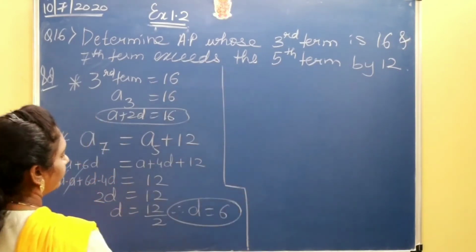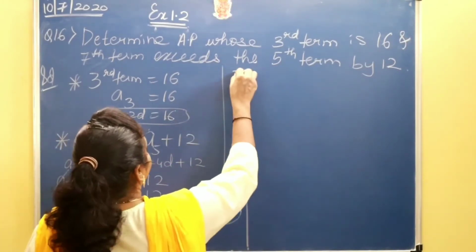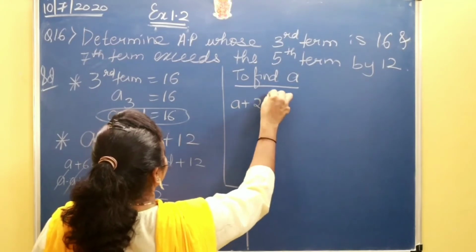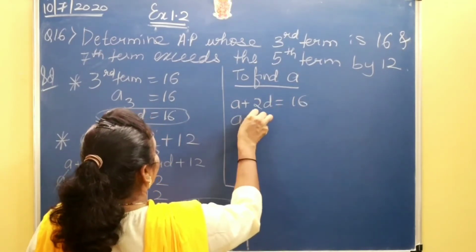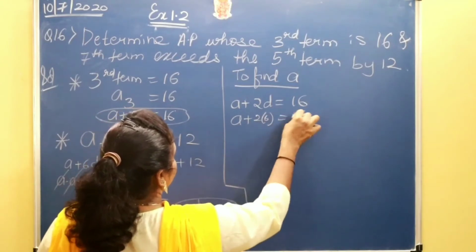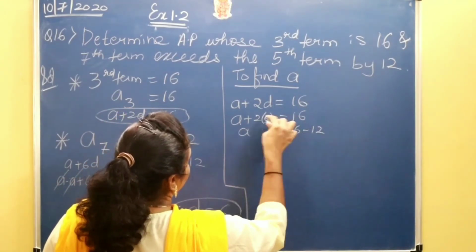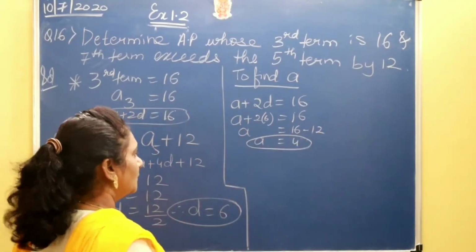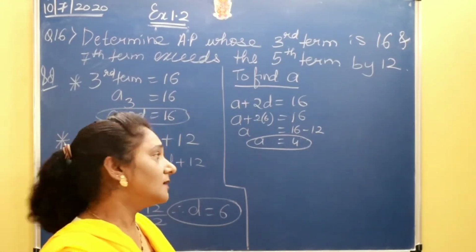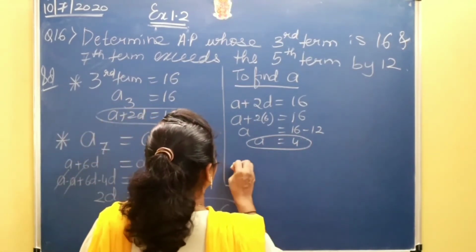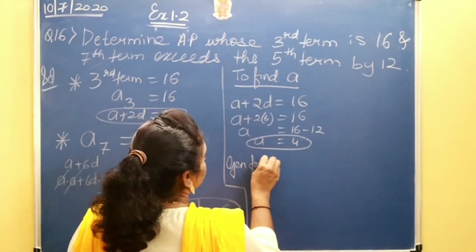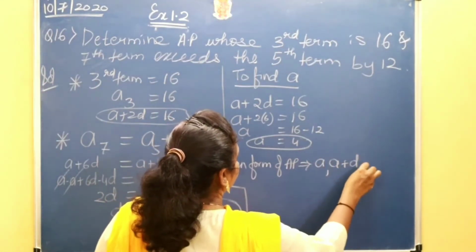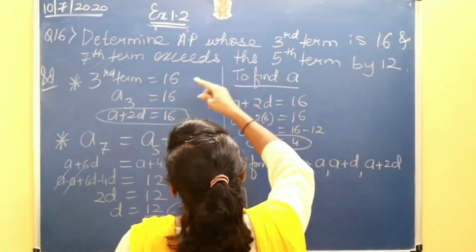Once you get d, you can find a by using any one of the equations. A plus 2d is equal to 16, a plus 2 into 6 equal to 16, a equal to 16 minus 12, a is equal to 4. So you got a as 4, d as 6. Find the next 3 terms. So what is the general form of AP? A, a plus d, a plus 2d. How many terms have they asked you?